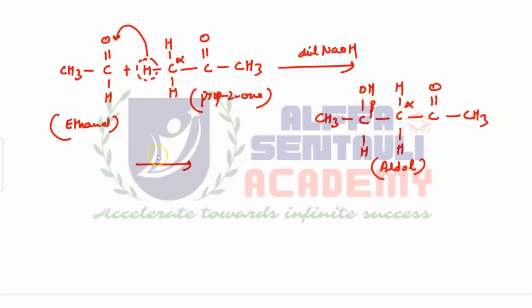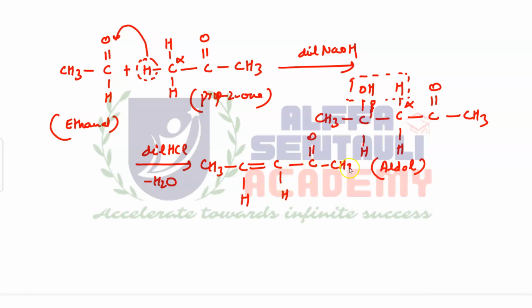Now if we heat, there will again be a loss of a water molecule in this way. In theory you have to write how this water molecule is getting lost. The alpha hydrogen and beta hydroxyl group are combining, right? They both are on the same side of the carbon, so they will combine and there will be a loss of a water molecule. In the presence of dilute hydrochloric acid, you will get a compound like this, in this way. Understood?